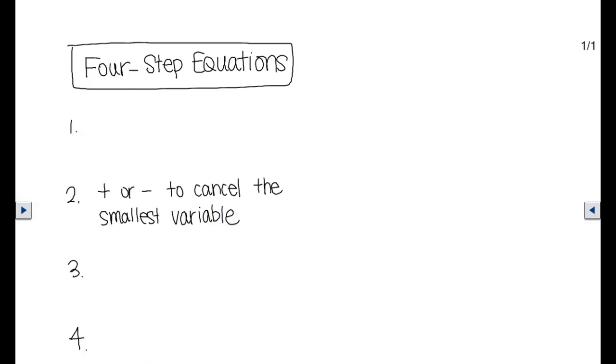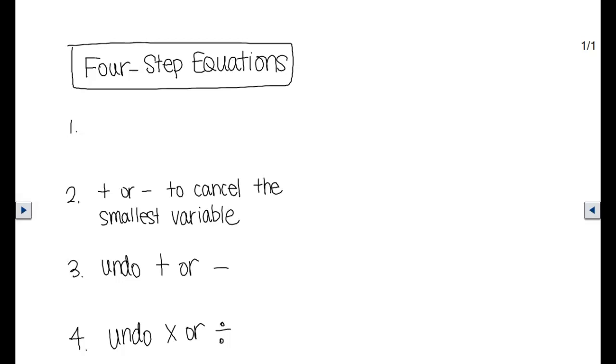Remember what we saw last time. We saw that variable start to show up on both sides, which it can't do. So we add or subtract to cancel out the smallest. Then we undo the adding or subtracting that's happening to the variable. And then we undo the multiplication or division that's happening to the variable, so that the variable is ultimately alone.